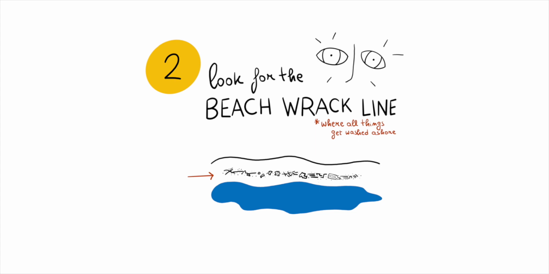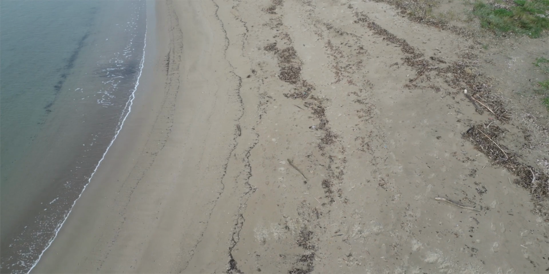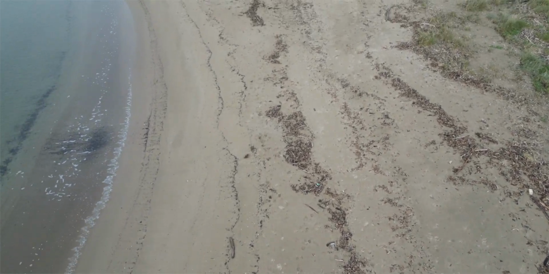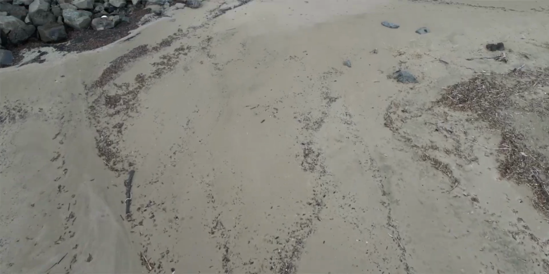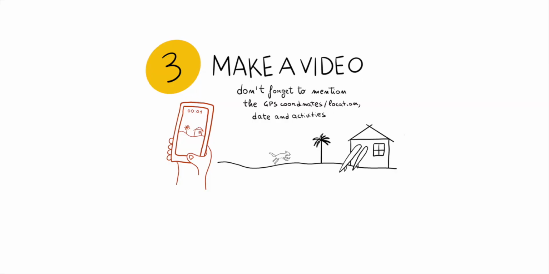You need to find what is known as the beach wreck line. This is the place where the last tide was deposited. This is where you will often find wood, algae, dead organic matter, and of course a lot of waste. Once you have found the wreck line, you should make a general video description of the site and the activities around, such as restaurants, water sports centers, and others.